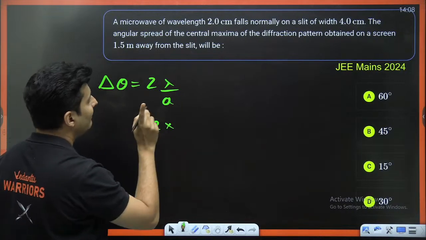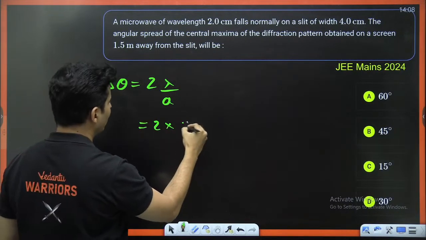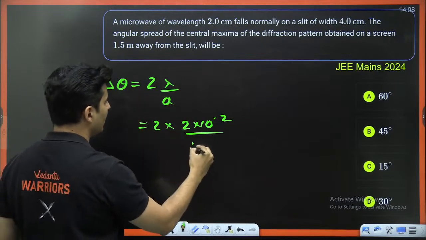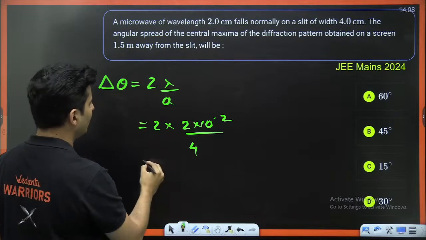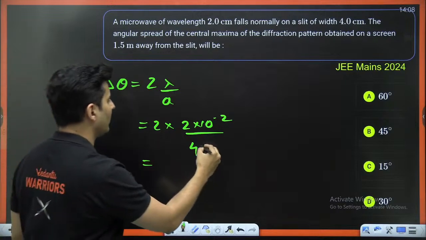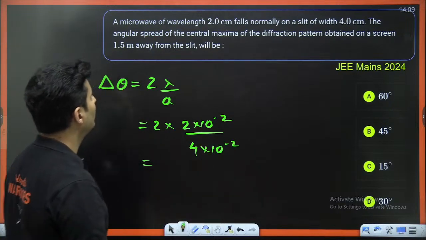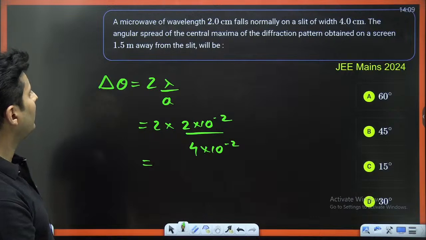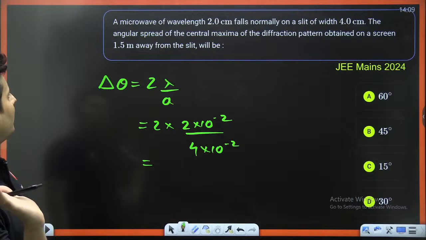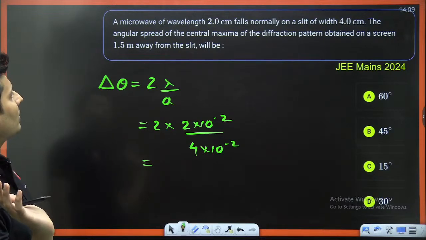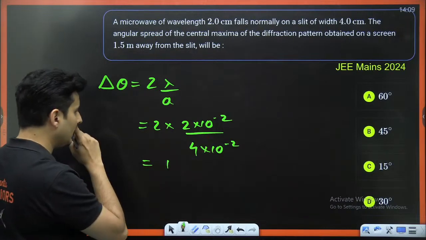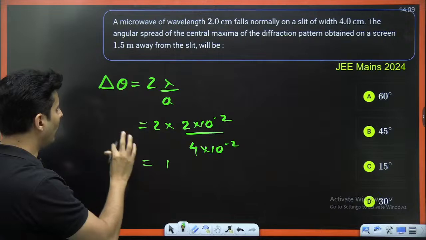The wavelength is 2 centimeters, so 2 into 10 to the power minus 2. The slit width a is basically how much? 4 centimeters, so 4 into 10 to the power minus 2. Microwave of wavelength 2 cm falls normally on a slit of width 4 centimeters. Perfect. So 2 and 4, this cancels. Delta theta is basically 1.